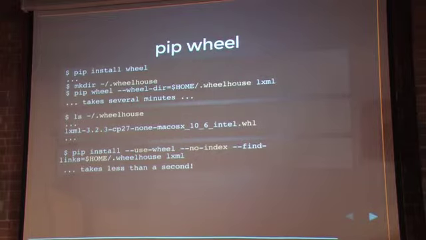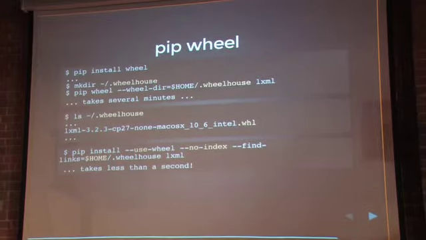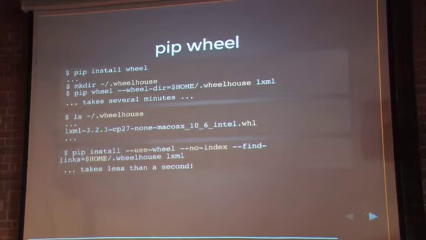And finally, if you combine the use wheel option with the no index and find links options that I showed you earlier, you can tell pip basically, here's where I store my wheels, go out there, find a wheel for this package, and it will basically just extract it, and the process is pretty much immediate. It takes less than a second. So this is great if, for example, there are packages that you install by default to every virtualenv you make.